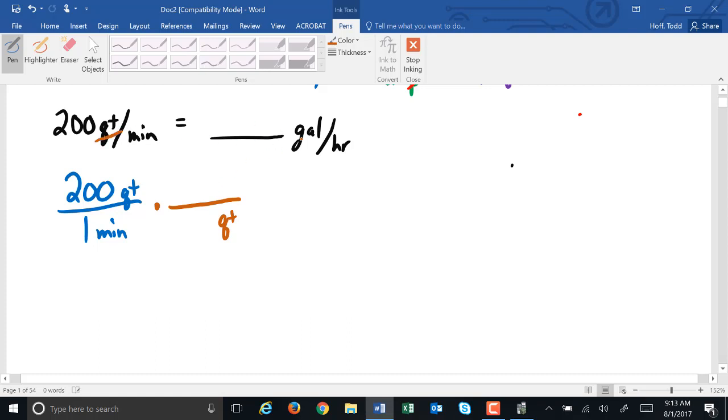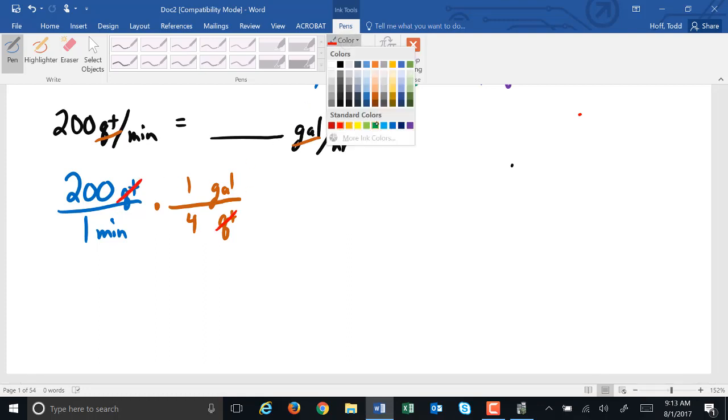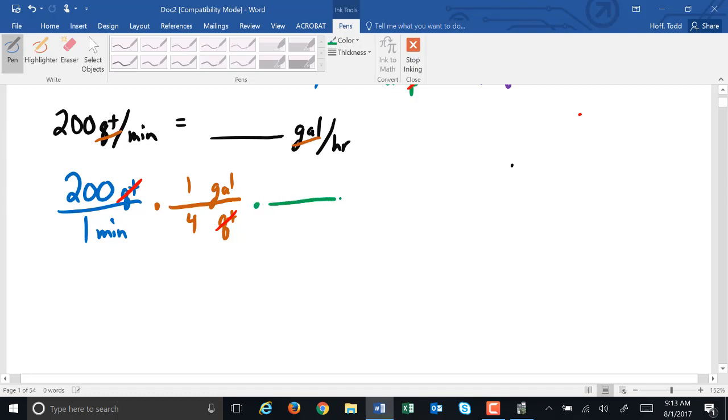We need to go from quarts to gallons. So I'll put gallons on top. 1 gallon is 4 quarts. So the quarts are gone. Next, I want to get rid of minutes. Since minutes are bottom, I'm going to put minutes on top to cancel them out. And we are converting from minutes to hours. So 1 hour is 60 minutes. Now the minutes are gone. Now we have gallons on top, hours on bottom, which is what we want.